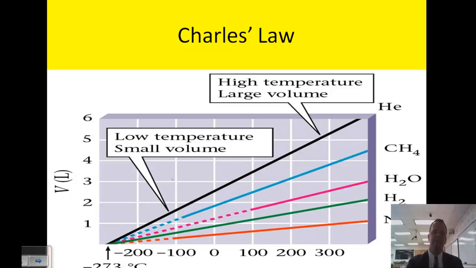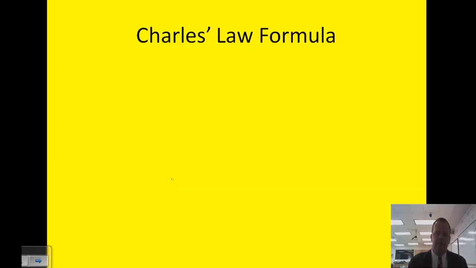If you do a graph of temperature versus volume, this is the graph you'll see. It's a straight line, sloped upwards, positive slope, direct relationship. You'll notice that they all work back to negative 273. You'll notice many of these are dashed lines because at those points they actually form solids or liquids and therefore do not behave as gases. But if you extended the line backwards, it would all meet at negative 273.